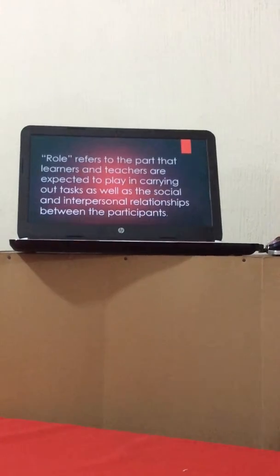First, let's look at the definition. Role refers to the part that learners and teachers are expected to play in carrying out tasks, as well as the social and interpersonal relationships between the participants.